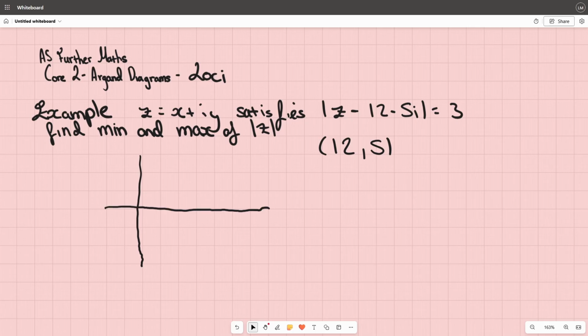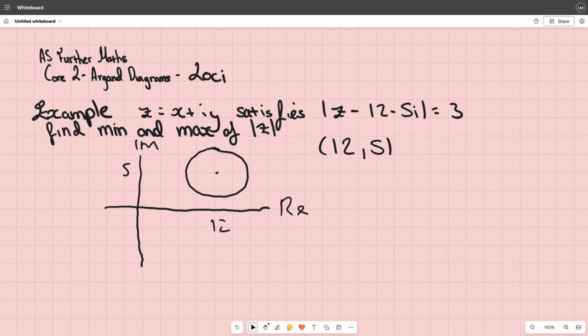It's going to be sort of bad, but whatever. I remember to leave my... yeah, that's right. It's fine. And so that's (12, 5).